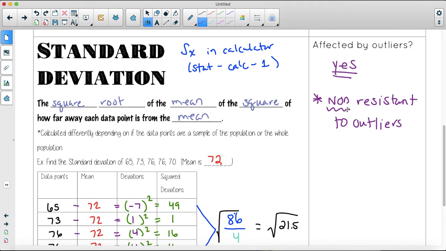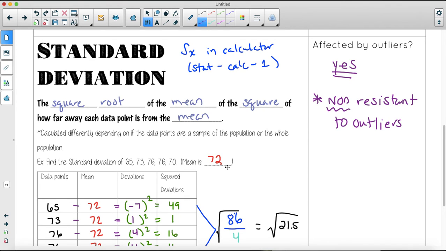Non-resistant, remember, means that it is affected by the outliers. Being resistant means it won't change. Resistant means that it can fight against it. Non-resistant means that it cannot fight against the outliers. So our standard deviation is affected by the outliers, so it cannot fight against those outliers, so it's non-resistant.